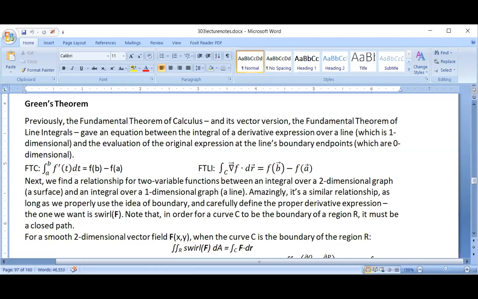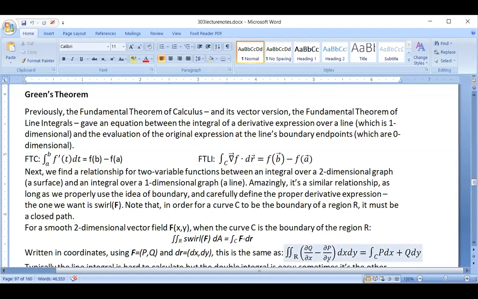This can also be written out in coordinates using x's and y's. Remembering that F has two coordinate functions, P and Q, we could write this out as either of these. Written out in coordinates, the swirl is just dQ/dx minus dP/dy. And F dot dr, after you take the dot product, is P dx plus Q dy. Put it all together and you can either write the equation in the coordinate-free version, the first one, or using coordinates, which is this version.